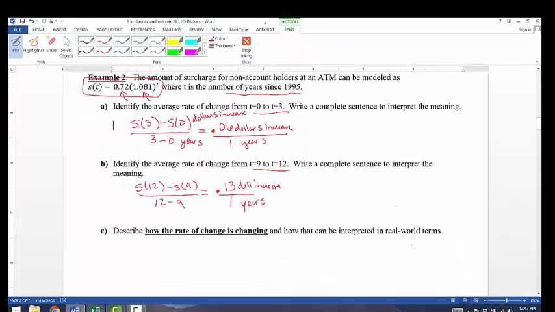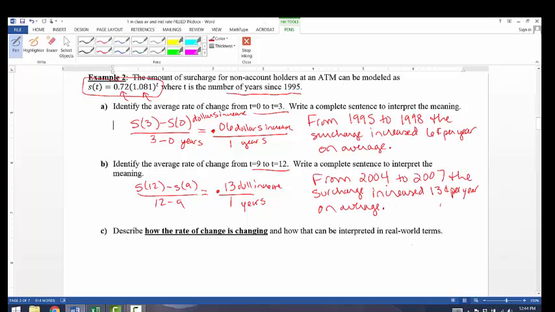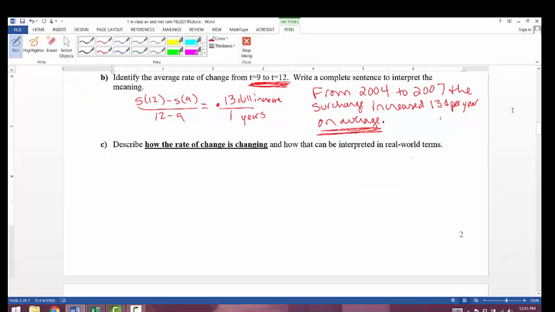So this is telling me the average amount of increase per year on each time period. So t equals 0 to t equals 3 is 1995 to 1998. So from 1995 to 1998, the surcharge increased 6 cents per year on average. Again, you've got to use the words on average because this is an exponential function. It does not have a constant rate of change. This is just what's happening on average per year. From 2004 to 2007, that's t equals 9 to t equals 12, the surcharge increased 13 cents a year on average.